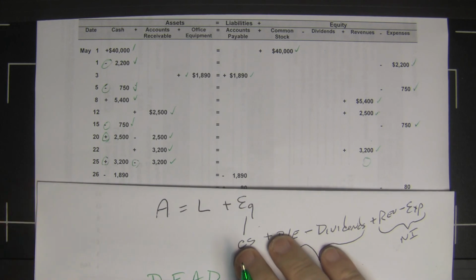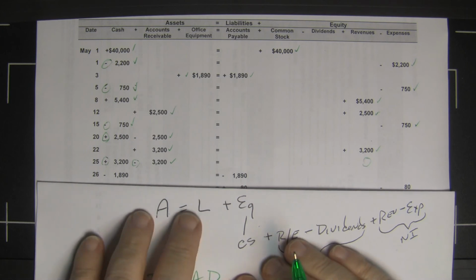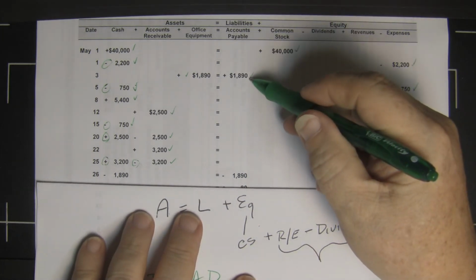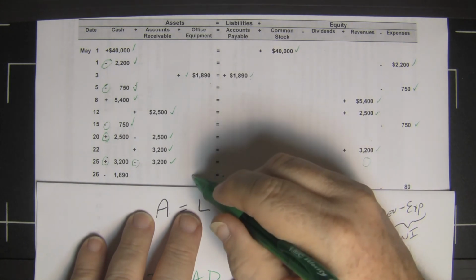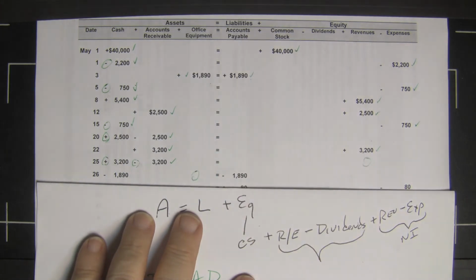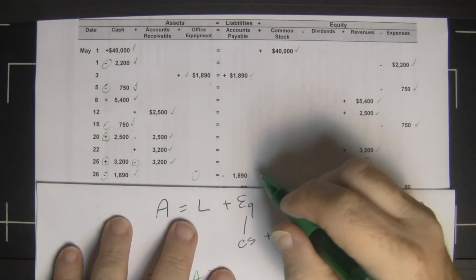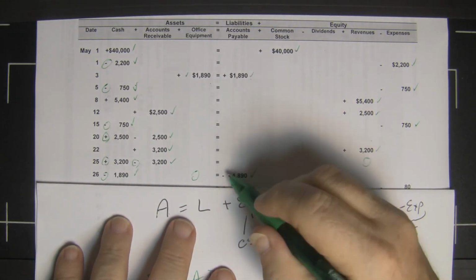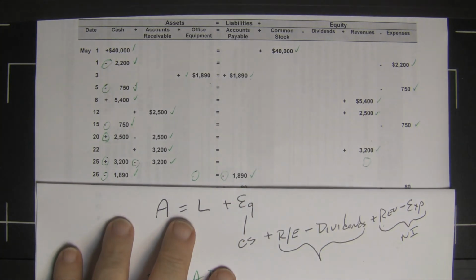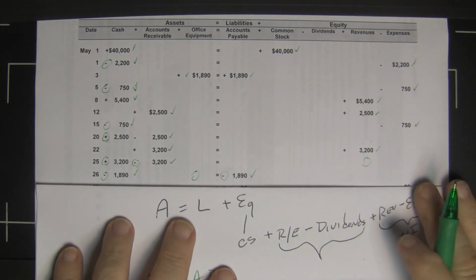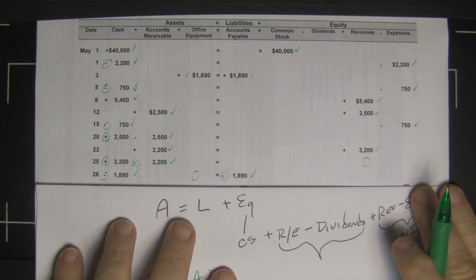And then on the 26th, I got to flip the page here. He paid $1,890 for the office equipment, so he paid this bill. So notice nothing happens to the equipment account. He already recorded that. His cash goes down and his liabilities go down. He now owes less money. He has less money, but he owes less money.